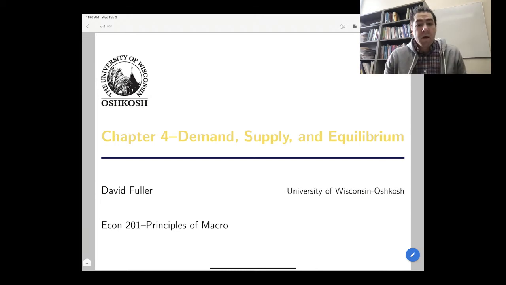Chapter 4 is really an important chapter because it sets the foundation for everything else that we're going to do. And it really is foundational ideas in economics. So we're going to talk about demand, supply, and equilibrium.